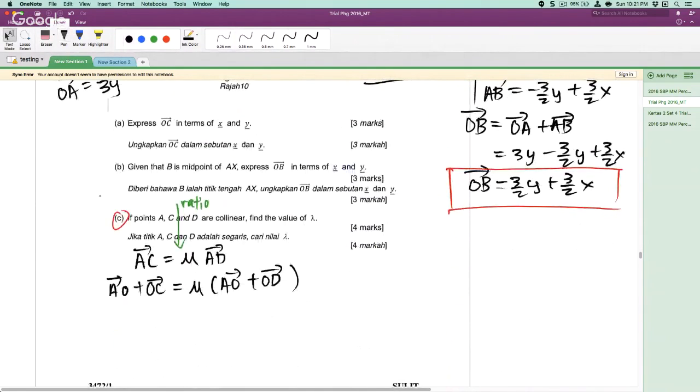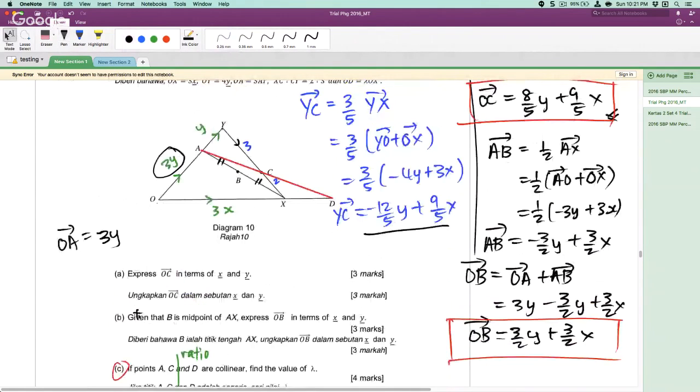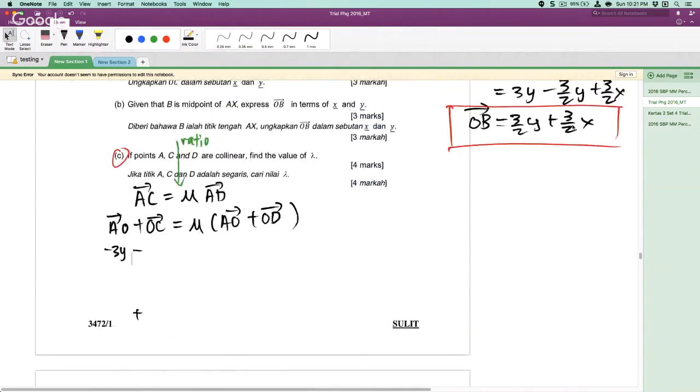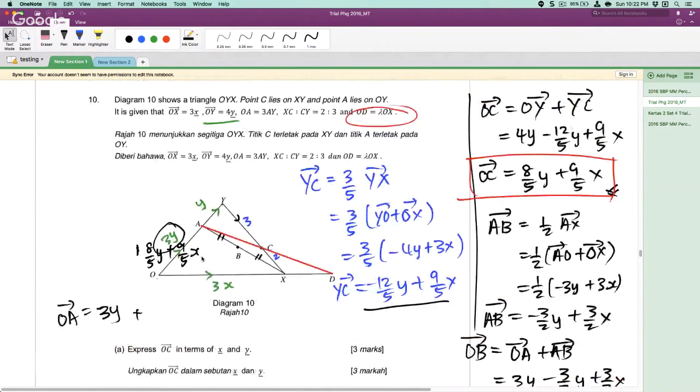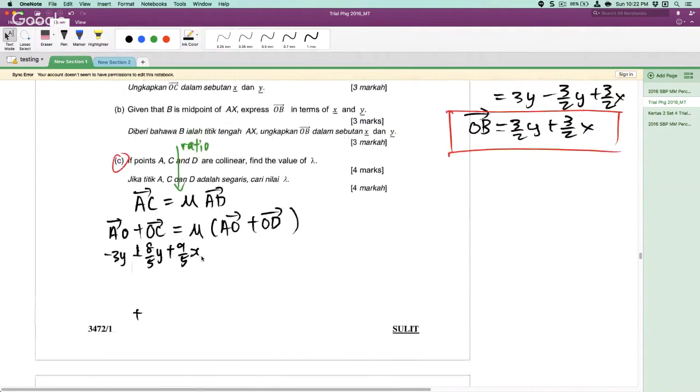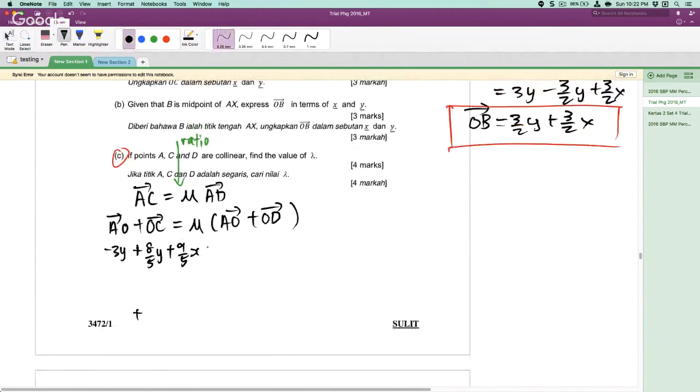So for this question, AO and OA is just adding a negative, because we know that. And OC we already found over here. This is our OC, which is 8 over 5y plus 9 over 5x. So we just do some substitution here: plus 8 over 5y and then plus 9 over 5x.